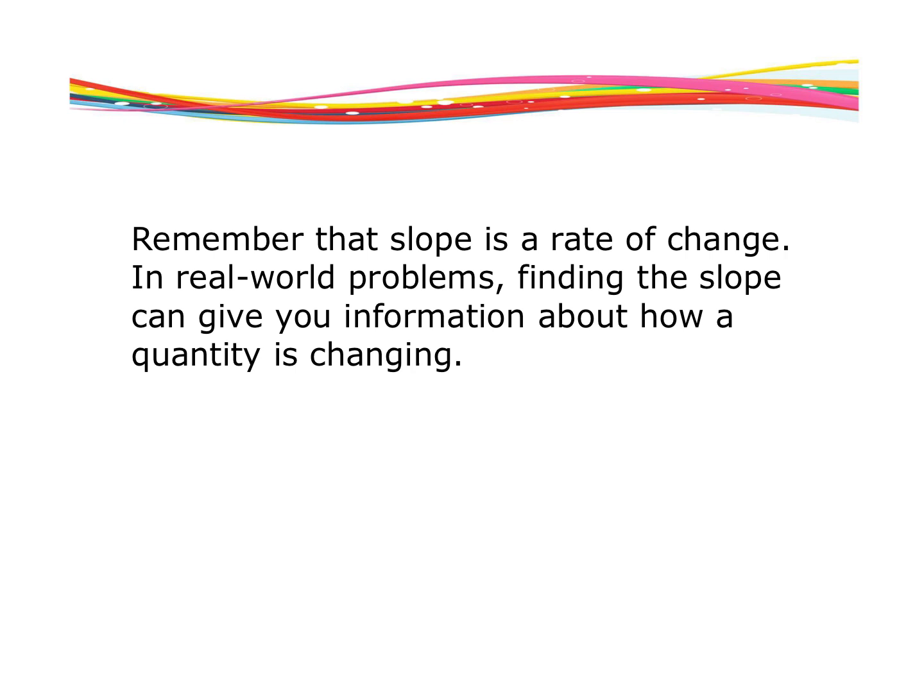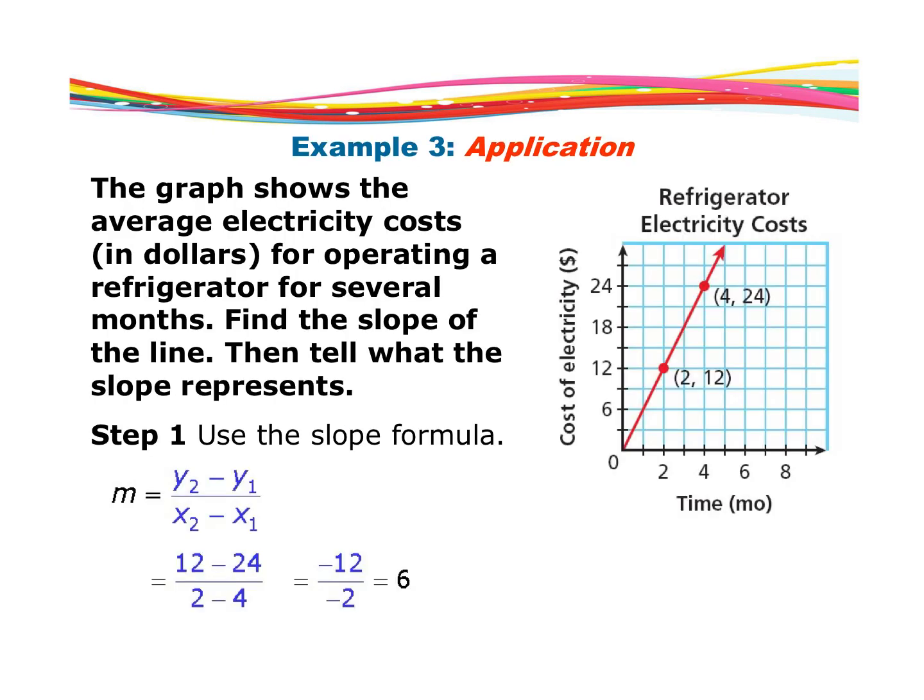So if you have a graph, let's say this is time passing in the speed of a car. It can give you how fast a car was going over time. So for example, we have this application. The graph shows the average electricity cost in dollars for operating a refrigerator for several months. They want us to find the slope of the line, then tell what the slope represents, and they want us to use the slope formula.